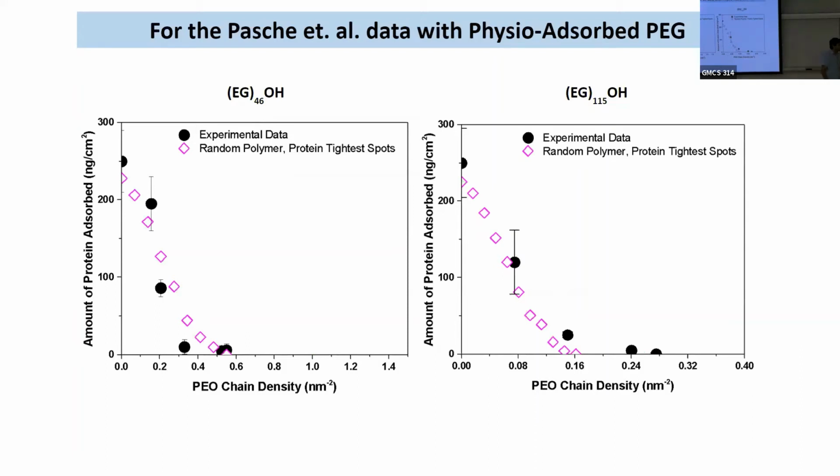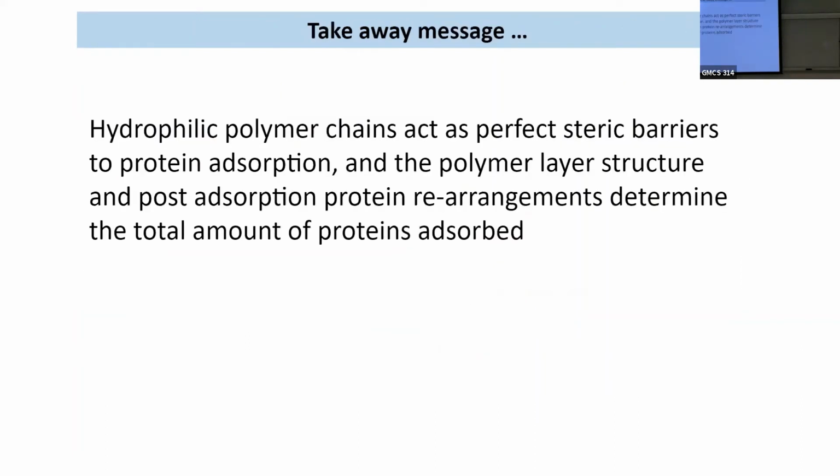And so what I'm trying to say is that the initial assumption that hydrophilic polymers prevent protein adsorption by trapping water within the radius of gyration, within that specific excluded volume, still holds. But what dictates the adsorption of proteins is the underlying packing of these polymers on the surface and how the proteins then interact with each other once they're on the surface. Can they move them around?